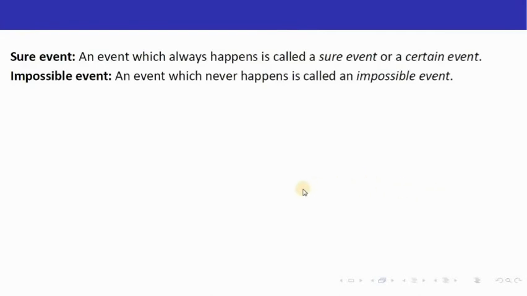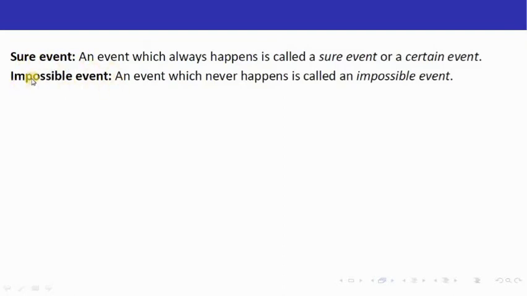Okay, so let's talk about a very important topic for the day, that is sure event. So something which definitely happens. For example, you can take getting a number less than 10 in throwing a die. Definitely you get a number which is less than 10 when you throw a die, right? So such kind of events are known as sure event.